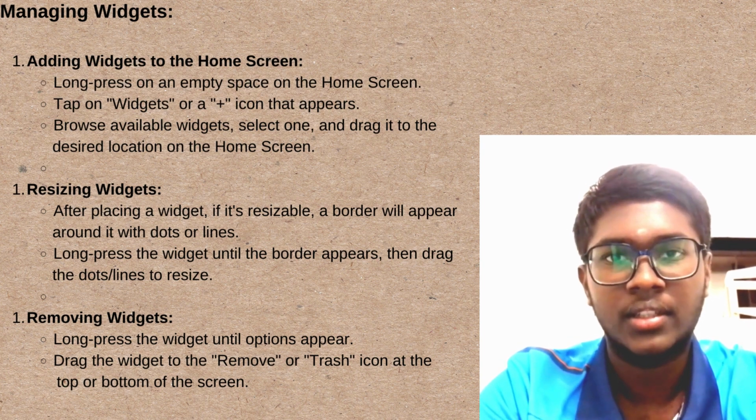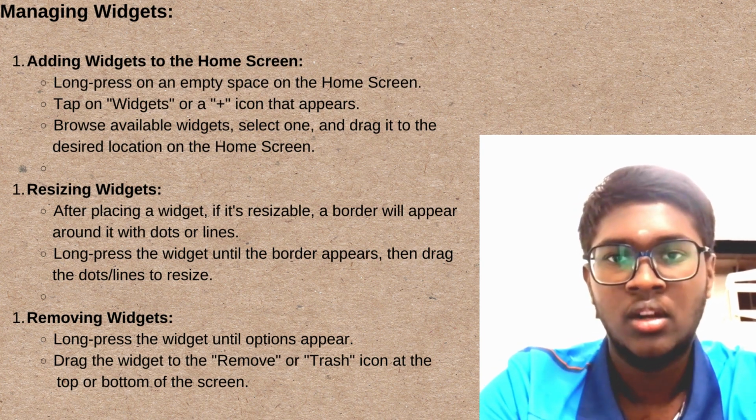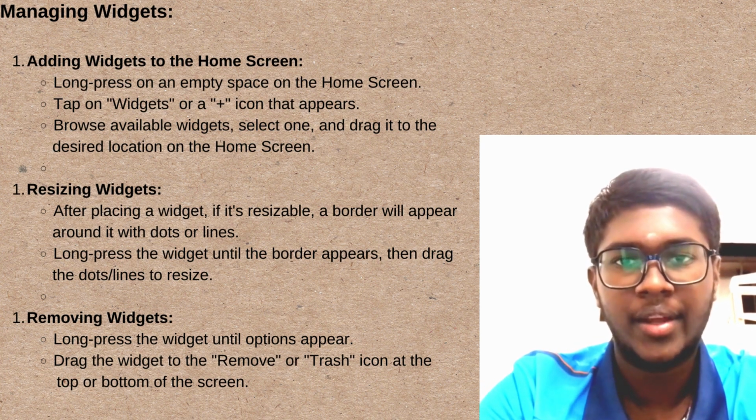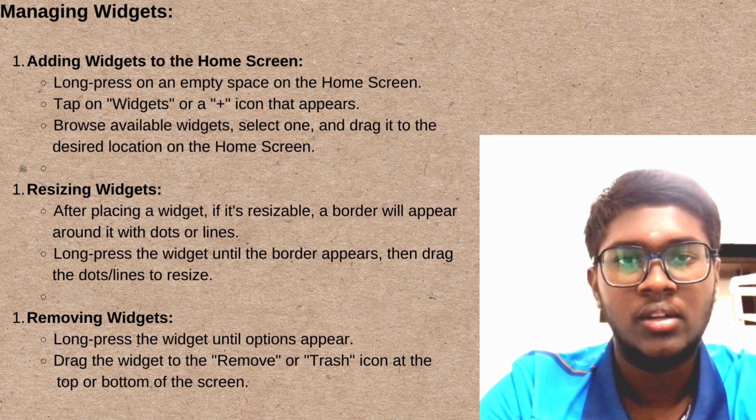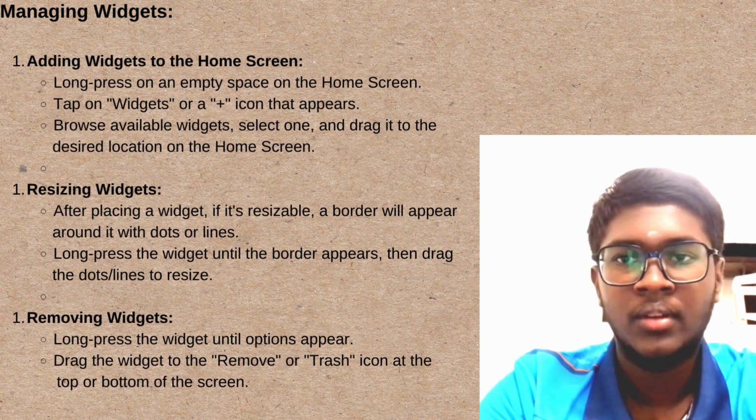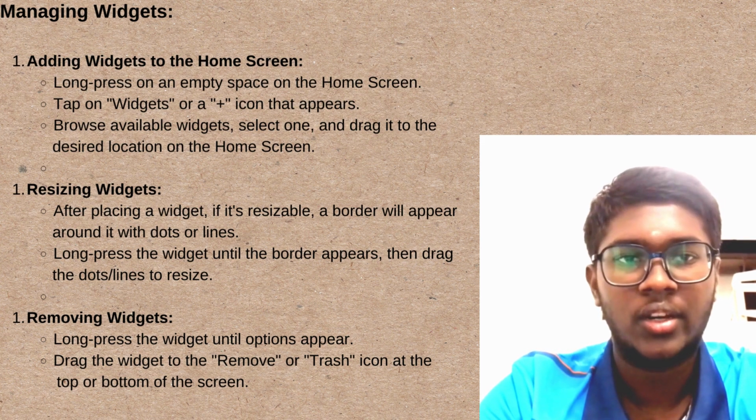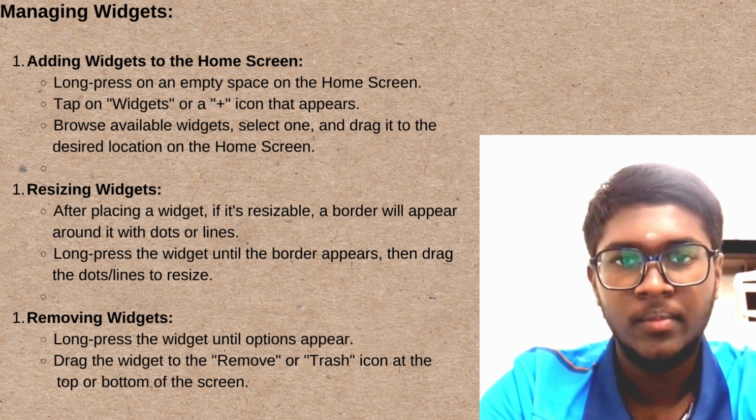Managing widgets. Adding widgets to the home screen. Long press on an empty space on the home screen, then tap on widgets or the plus icon that appears. Then browse available widgets, select one and drag it to the desired location on the home screen.